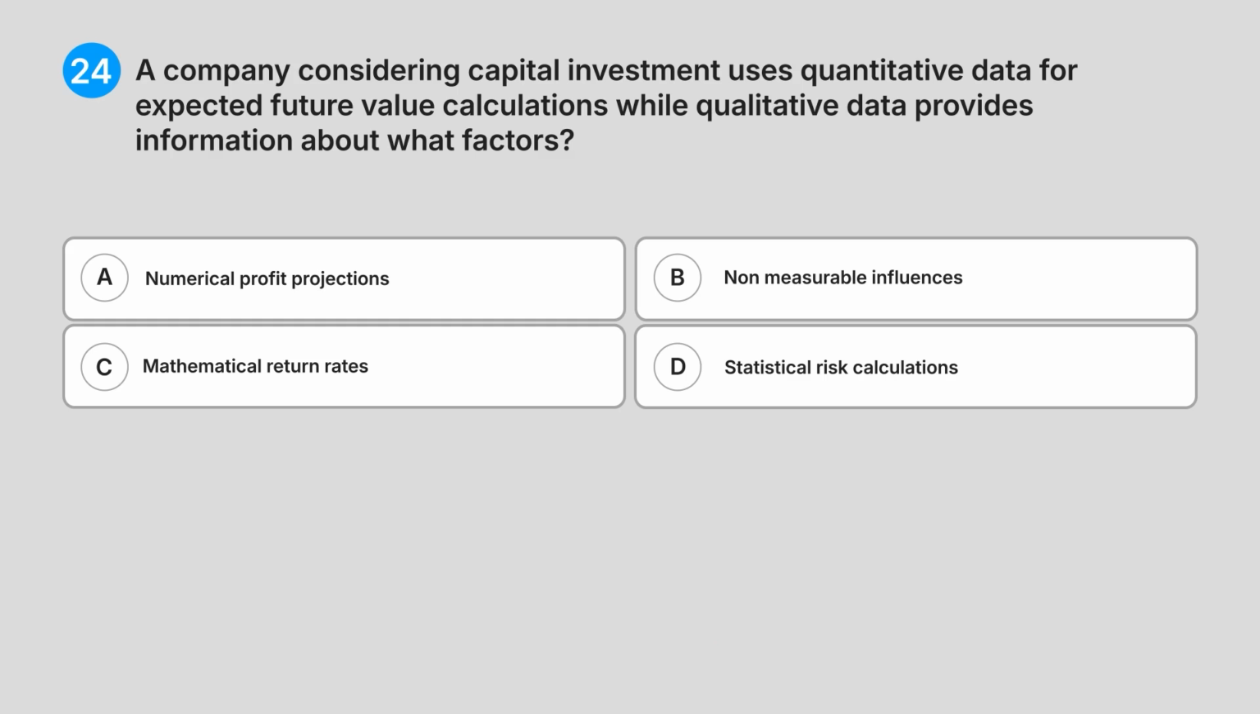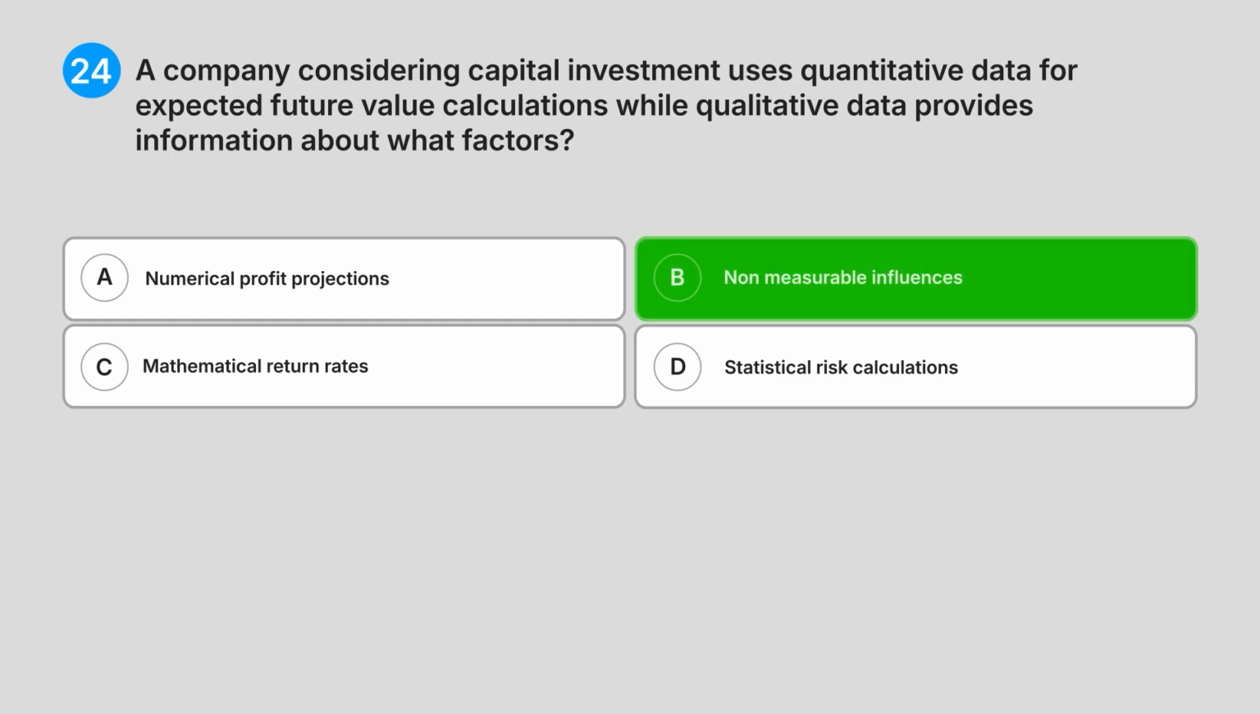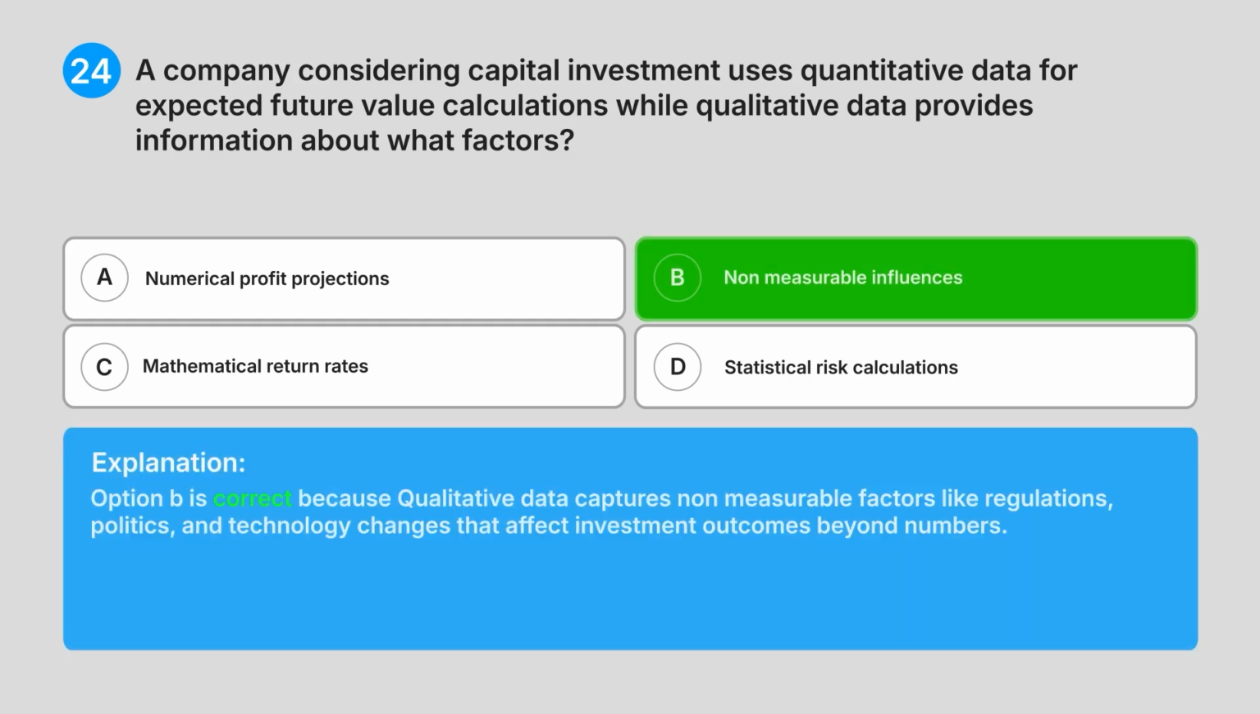Correct answer, B. Non-measurable influences. Explanation. Option B is correct because qualitative data captures non-measurable factors like regulations, politics, and technology changes that affect investment outcomes beyond numbers.